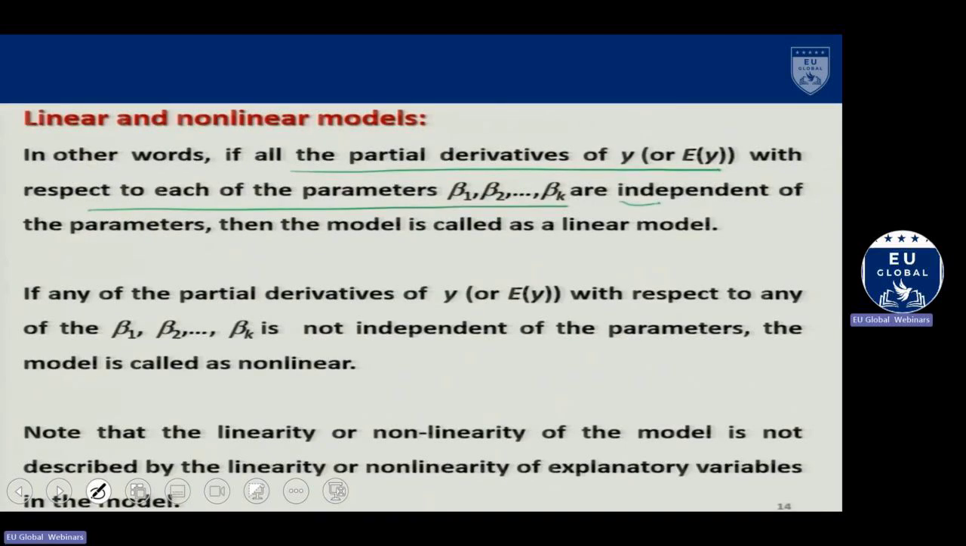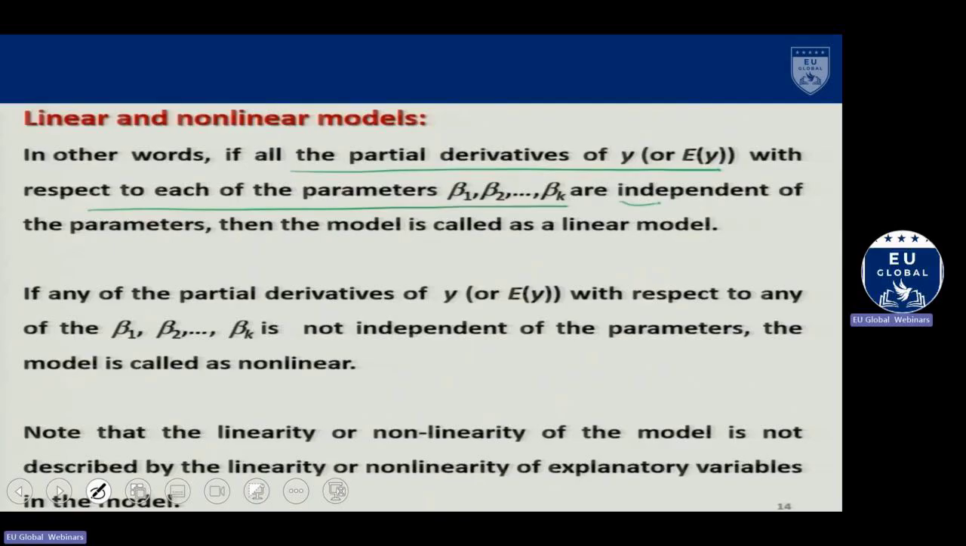So if the partial derivative of y with respect to each parameter, beta 1, beta 2, beta k, is independent of the parameters, then the model is called a linear model. And if the partial derivative of y with respect to any of beta 1, beta 2, beta k is not independent of the parameters, then the model is called non-linear.